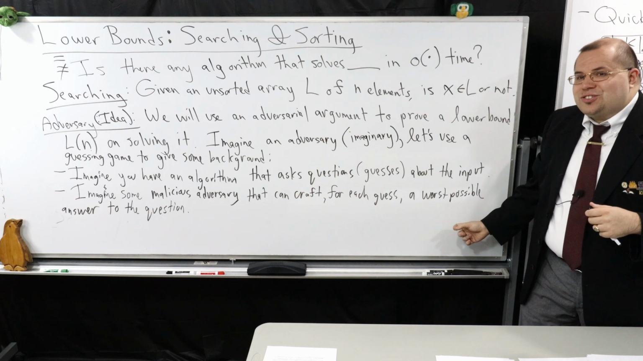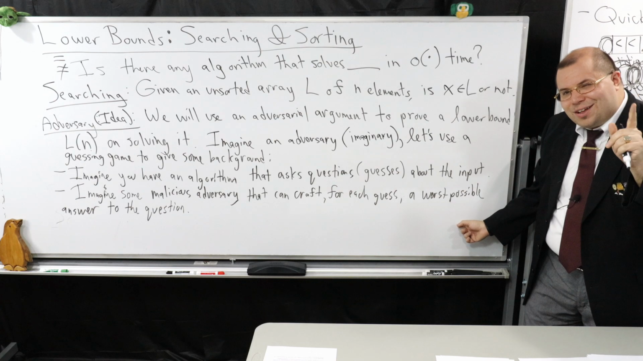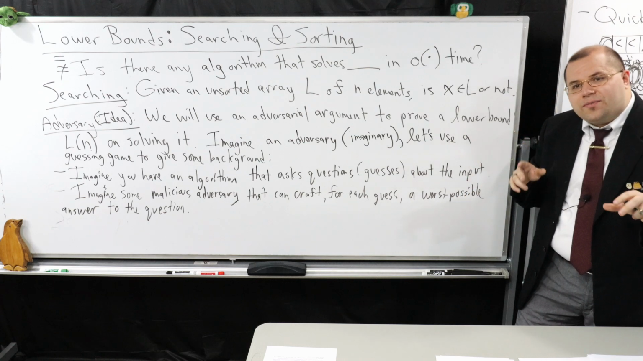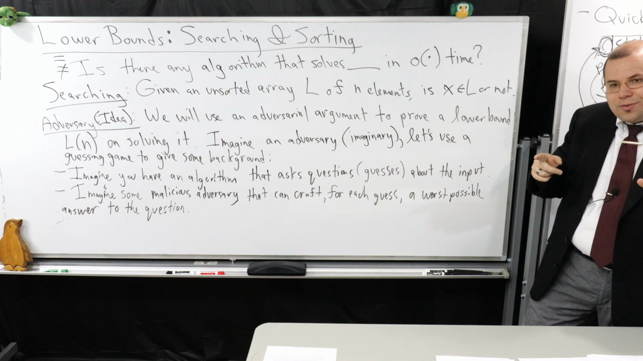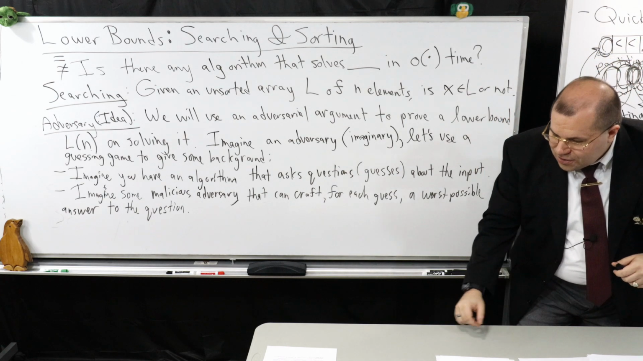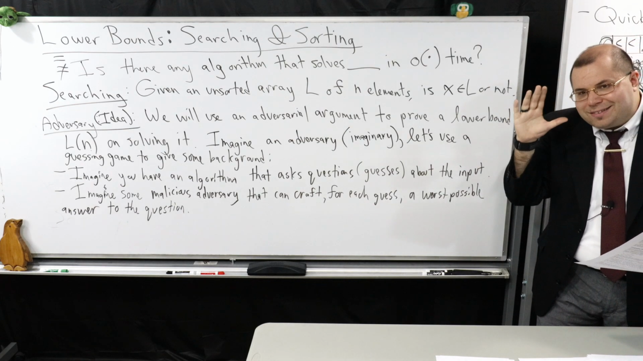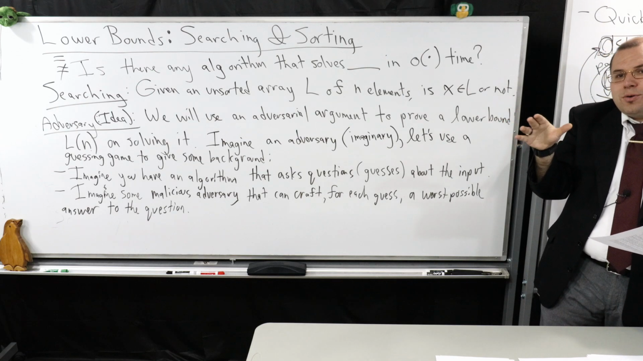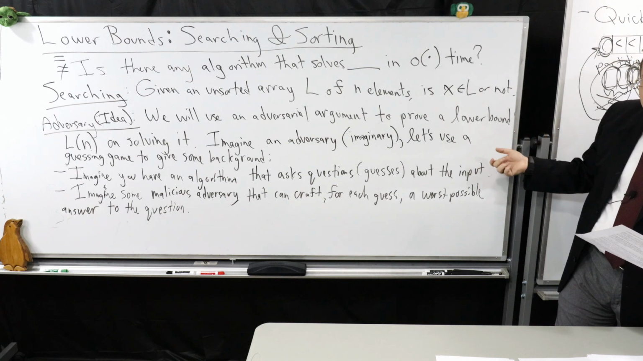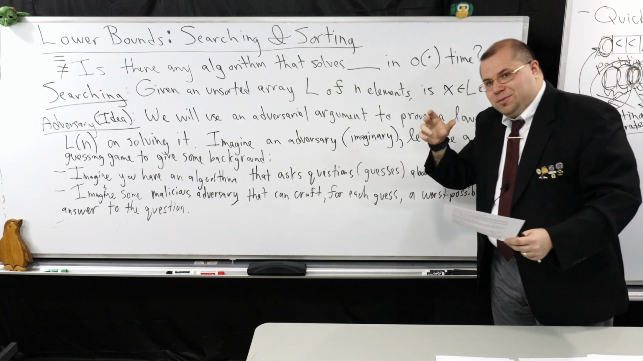So the adversary's job is to craft an instance of the problem. So this is the part that means that it's not really cheating. The adversary is going to craft an instance of the problem that causes the algorithm to perform the most number of guesses possible. So the intuition behind the adversary's job is effectively to craft an instance that will cause any algorithm to perform some maximum number of operations, which yields a lower bound. And our goal is to make this lower bound as big as possible.